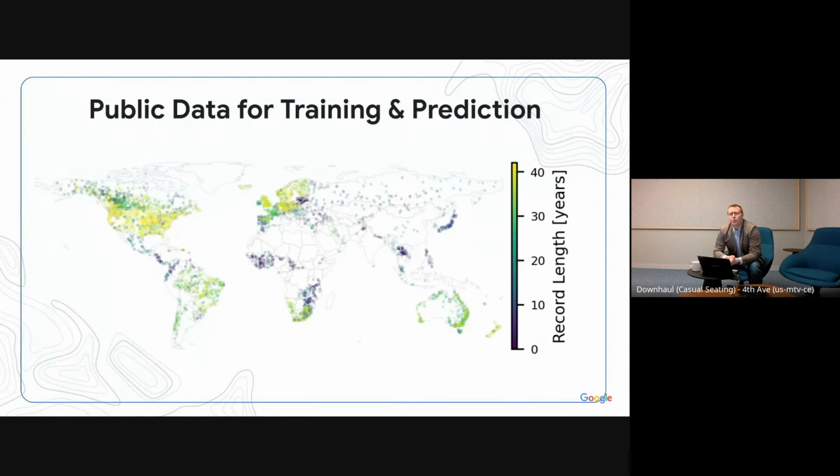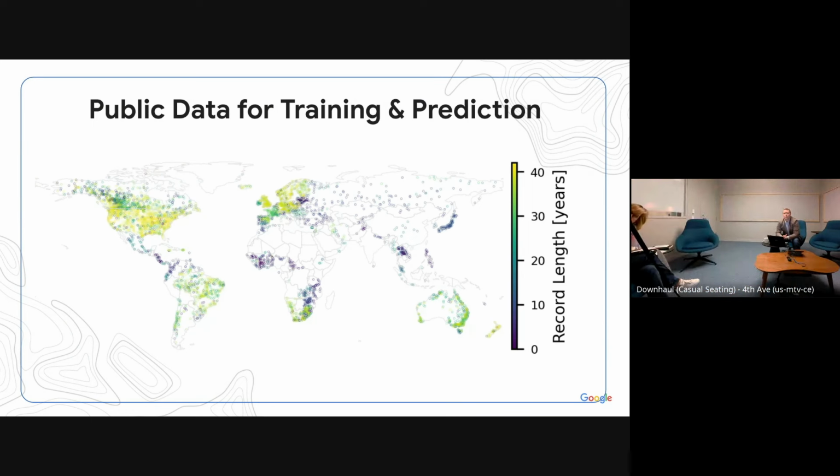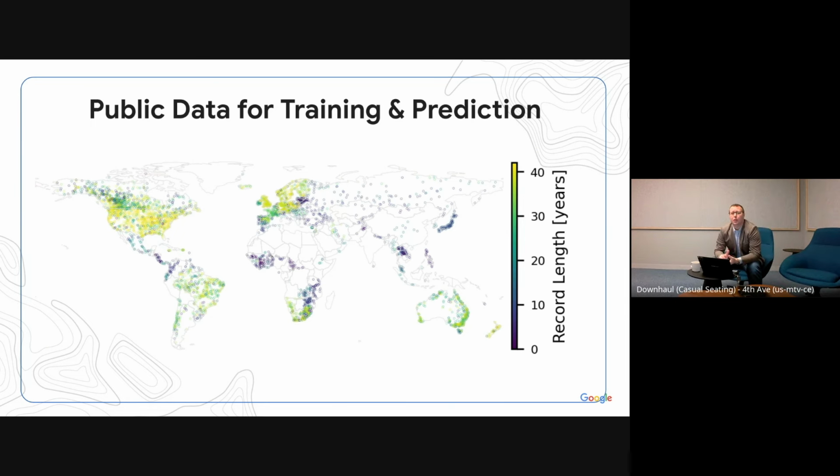This is very different from the approach that people typically take to providing flood forecasts, where they calibrate a model specifically for one of the points on the map. You'll take the data from one of the points on the map, which is a point in a river somewhere in the world, and you'll calibrate a model for that specific location. That's the traditional way of calibrating models for flood forecasting. What we do is we take all of the data from all over the world and we train one model.